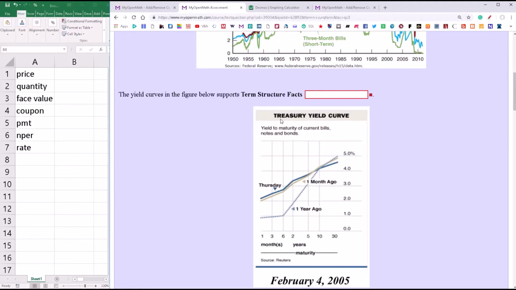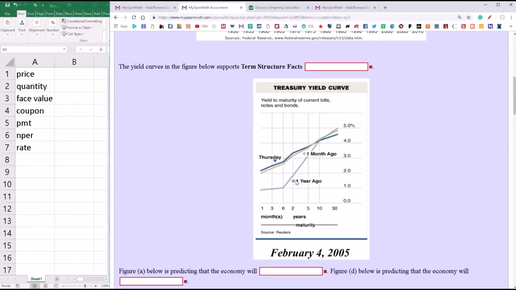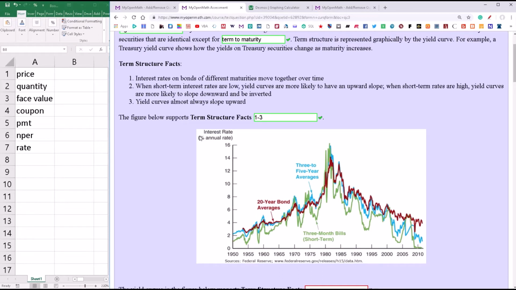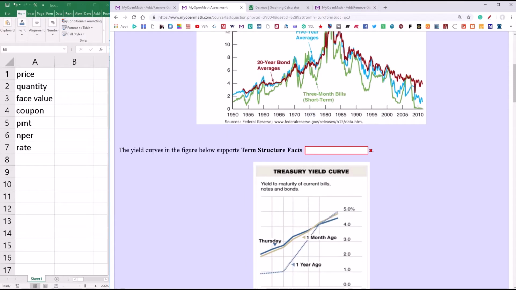Down here, we have this yield curve. We have 3 of them. We have the yield curve from a year ago. We have the yield curve, the light brown or light grayish, brownish, that's the yield curve from a month ago. And then we have Thursday's yield curve, which is blue. So this graph supports term structure facts. Does it support fact one? Well, you really can't see fact one, can you? Here you definitely see their trends through time. You don't really see that down here.